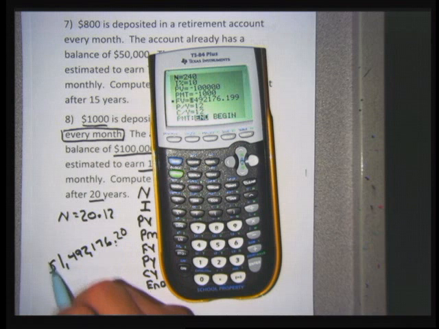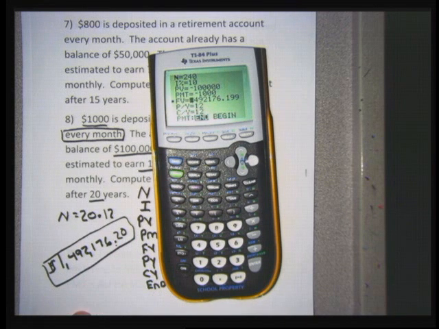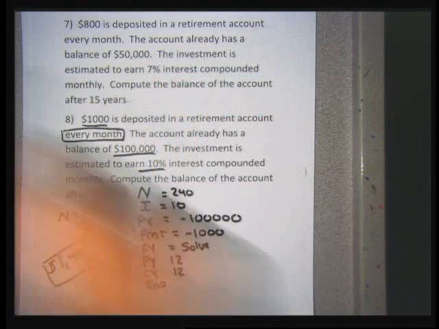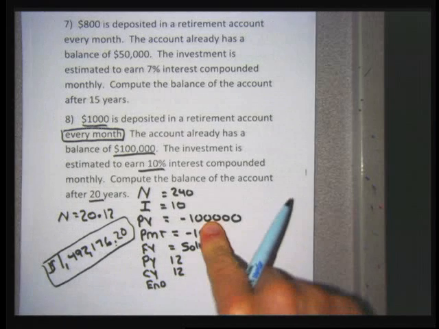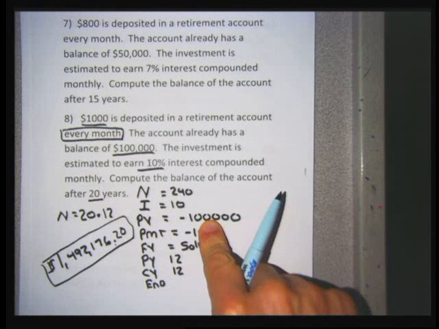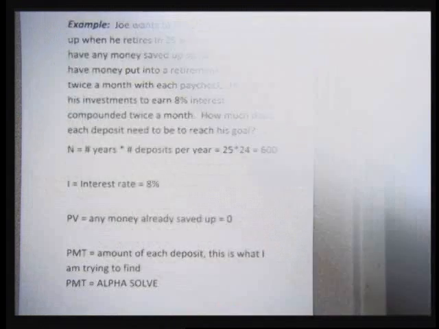So you can get a lot of money saved up for retirement if you give yourself a lot of time. Here, 20 years isn't a lot of time, but this is clearly someone that's already been saving for a long period of time, because you're not going to get $100,000 if you haven't been saving for a pretty good length of time. Okay.